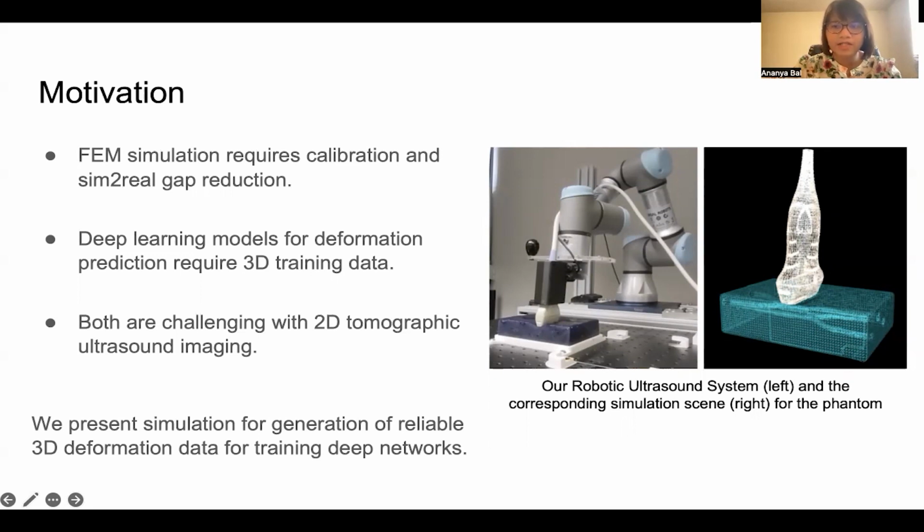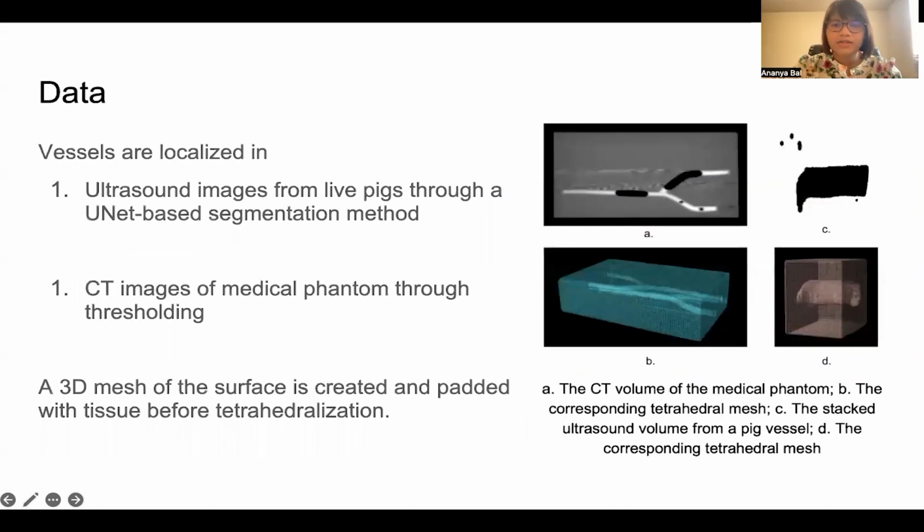reliable 3D deformation data. We use ultrasound and CT images to form volumetric meshes of a medical phantom and a live pig vessel for our pipeline. Additionally, the medium relaying information from the real world to our simulation models is robotic ultrasound. Here, you can view the raw data that went into creating our deformable models.